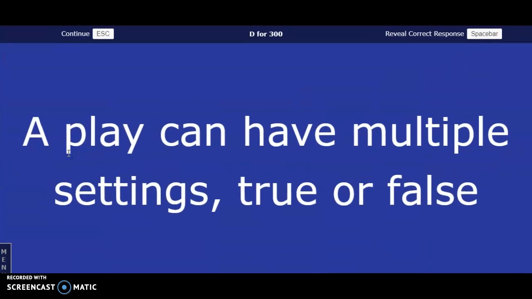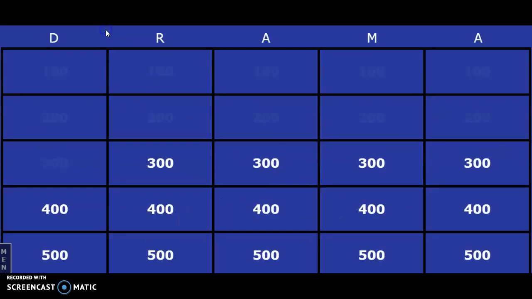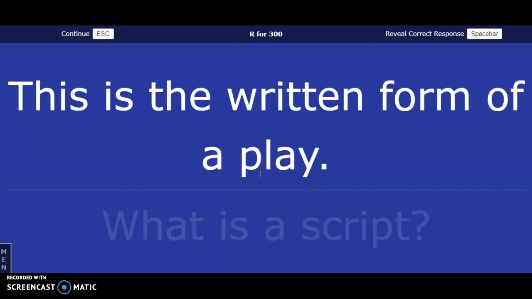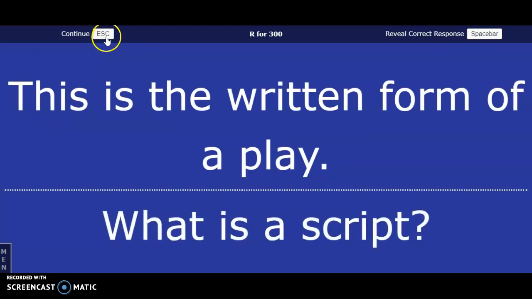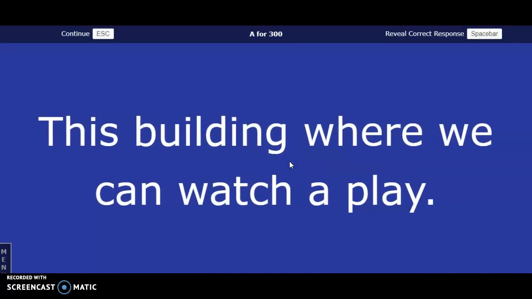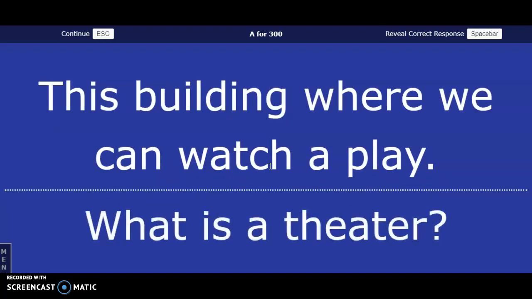A play can have multiple settings. True or false? 3, 2, 1. What is true? R300. This is the written form of a play. 3, 2, 1. What is a script? A300. This building where we can watch a play. I don't know if we exactly went over this one, but I think using your background knowledge, I think you can get this one. 3, 2, 1. What is a theater?